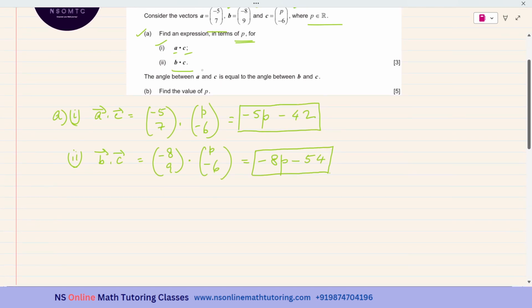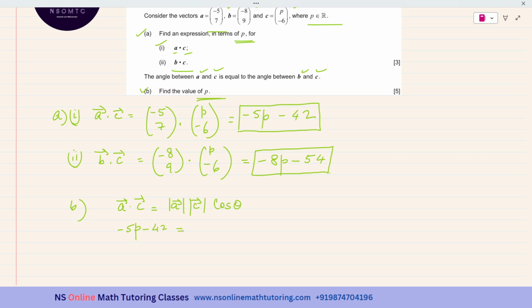The angle between the vectors A and C is equal to the angle between the vectors B and C. So part (b)'s question is to find the value of p. Okay. So we know the dot product between A and C will be equal to the magnitude of the vector A times the magnitude of the vector C times the cos of the angle between these two. So A dot C is equal to minus 5p minus 42.